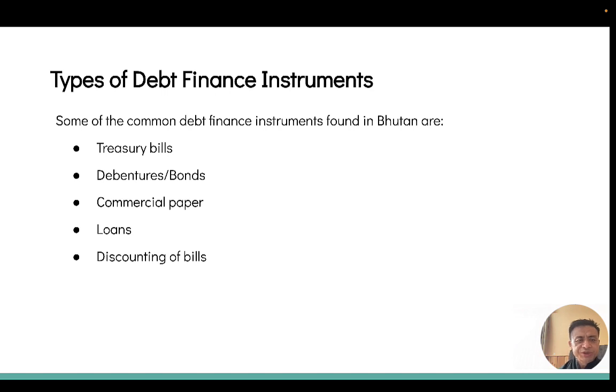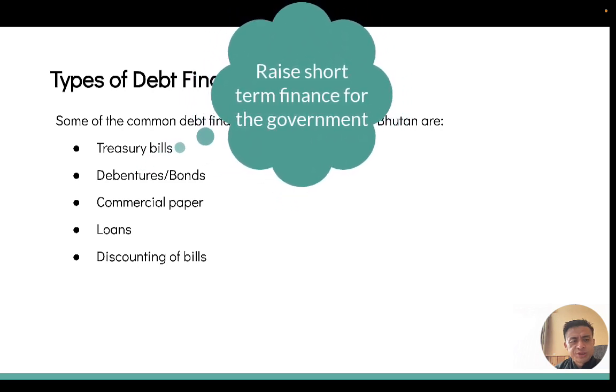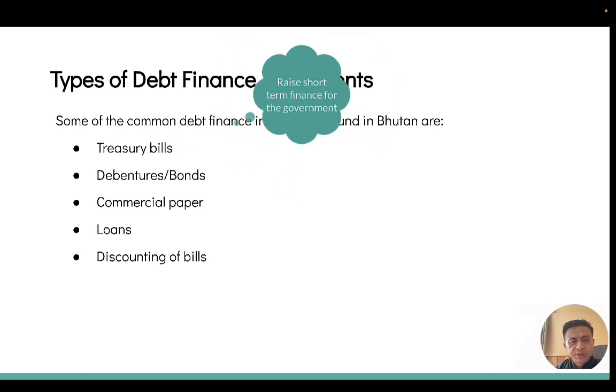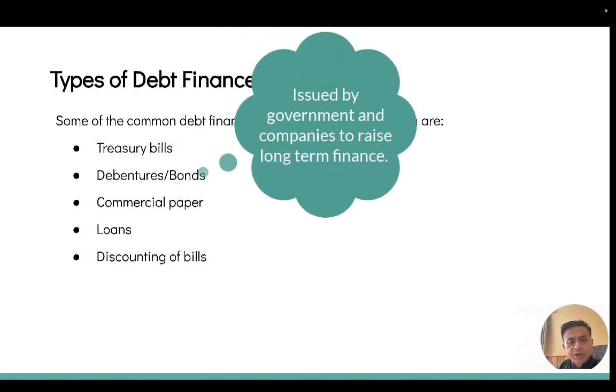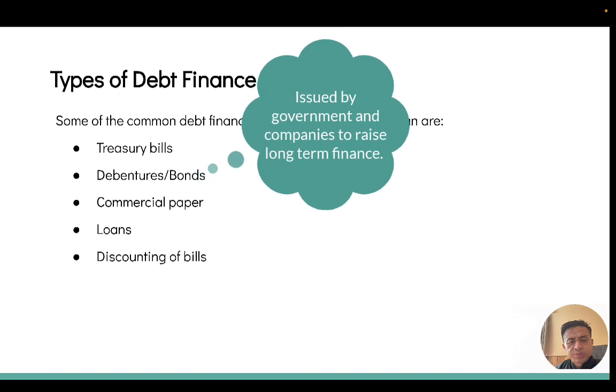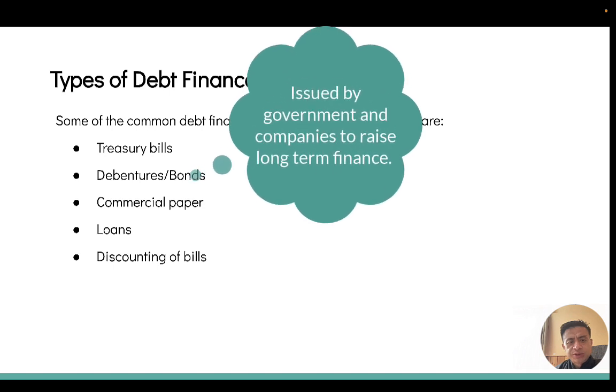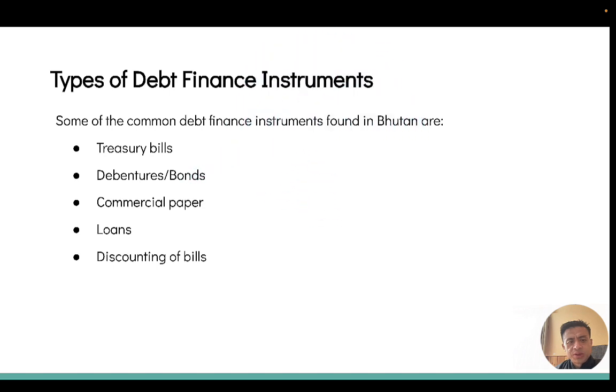Number one, you will see treasury bills. The treasury bills are issued only by the government to regulate the short-term money supply in the economy or to raise short-term finances for the government. Bonds are issued by the companies to raise long-term finances. And at the same time, the government also issues bonds to regulate money supply in the economy.